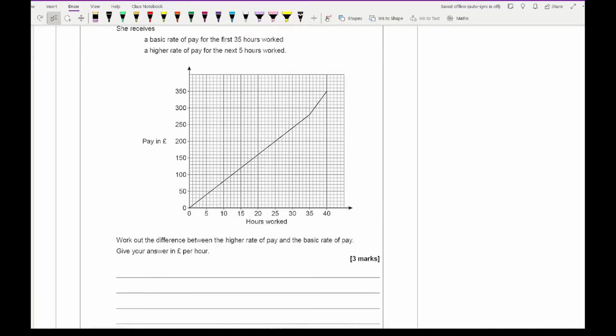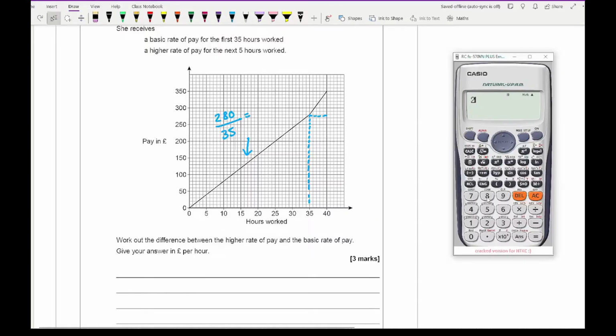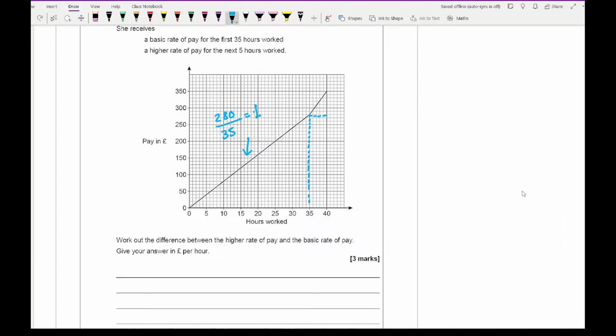Now to work this particular question out, what we need to do is work out the rate of pay in terms of these two areas here. So the rate of pay for this, all I need to do is just divide the two numbers together. So here I've got 280 divided by 35. And if I work that out, so let's just get the calculator out. So 280 divided by 35, and that gives me a value of 8. So we're getting £8 an hour.